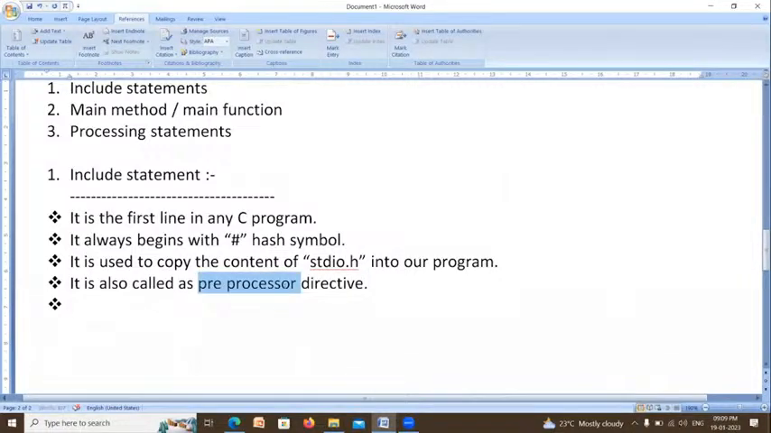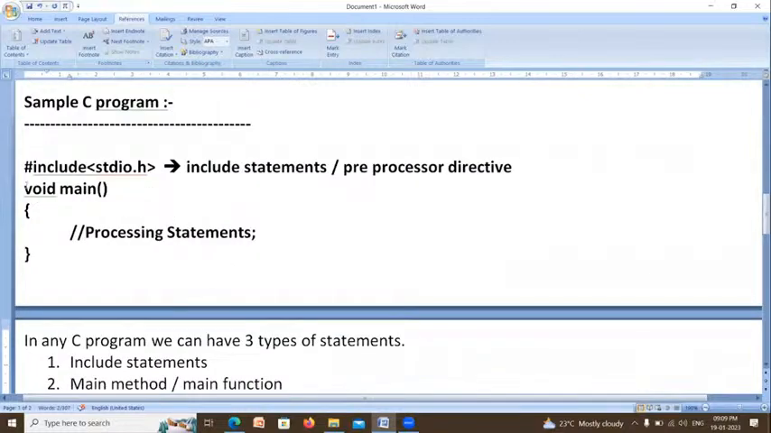What is the meaning of preprocessor? It will execute before the main method. In your 10th class you write a pre-final examination, am I right? What is the meaning of pre-final? Before the final exam, you write the history exam, and that is called pre-final. Similarly, this line will execute before the main method, so it is called preprocessor.